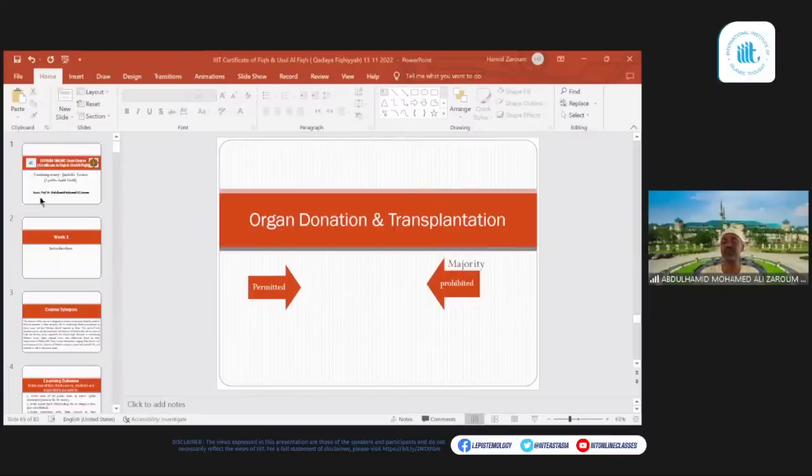Today's topic, inshallah, will be about some other new issues. One of them might be the continuation of what we started last time, the medical issues from the fiqh perspective. So in this regard, inshallah, today I will share with you something about organ donation and also organ transplantation.